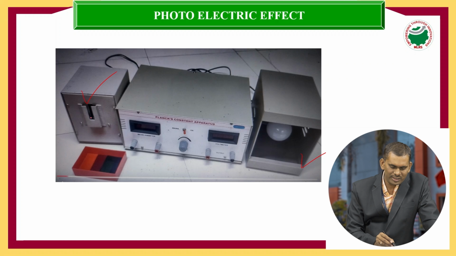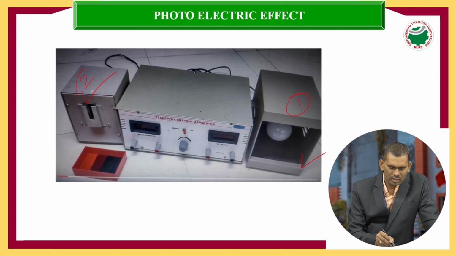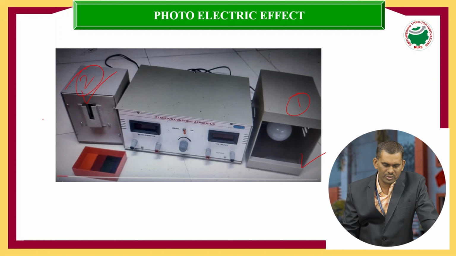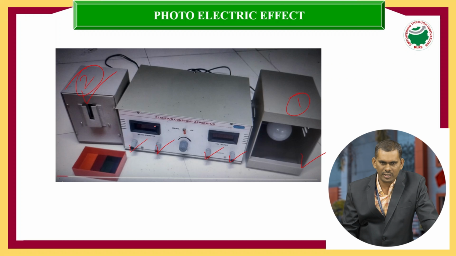We are placing this metal surface in front of the light source. So 1 is our light source and 2 is our metal surface. When you place this metal surface in front of the light source and switch on the light, the light energy automatically falls on the metal surface, and here these are the connecting contacts.